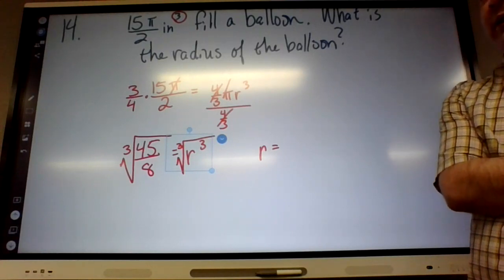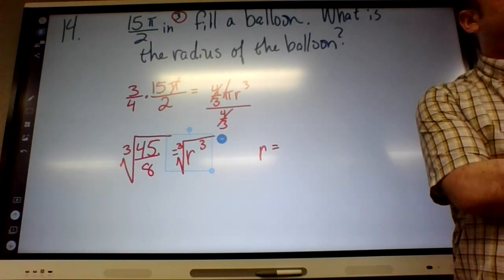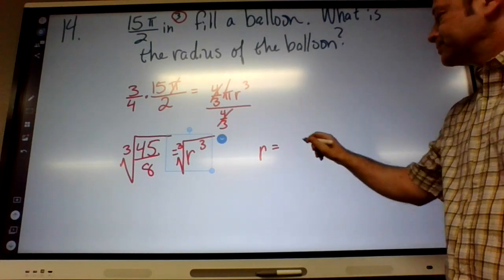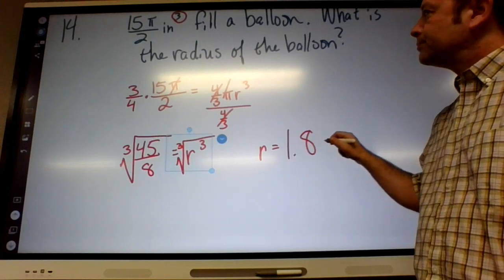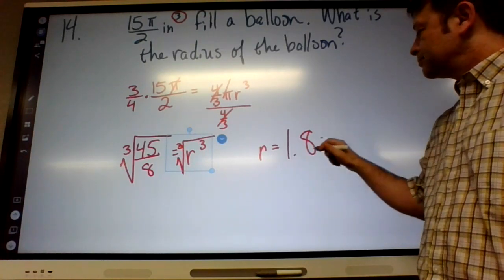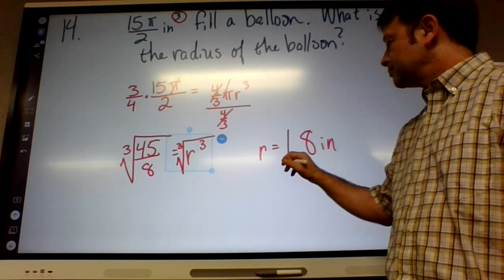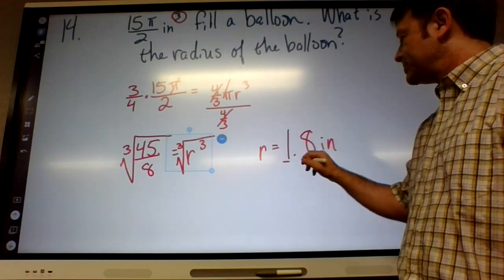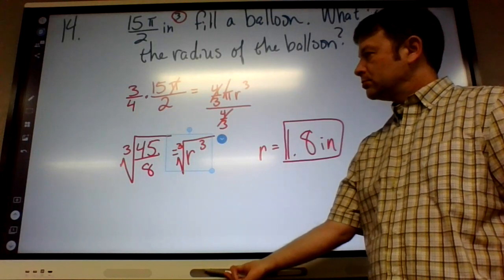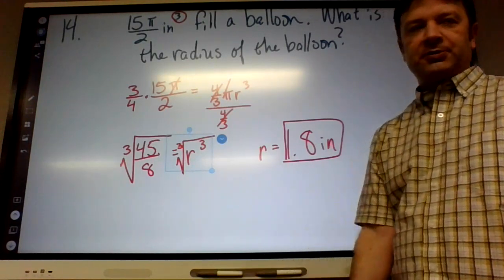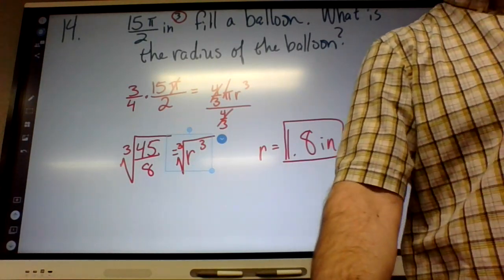Alright. Did anybody plug it into the calculator? Yeah. What'd you get? 1.8. I got 1.77844665, so 1.8, or 1.78, something like that. What happens if we don't round? It would just be inches, right? Yeah.